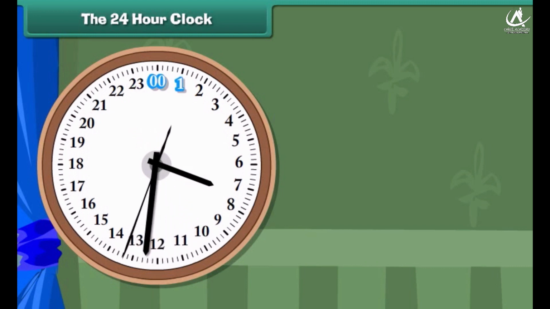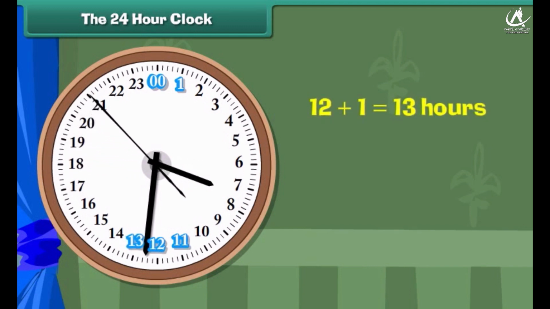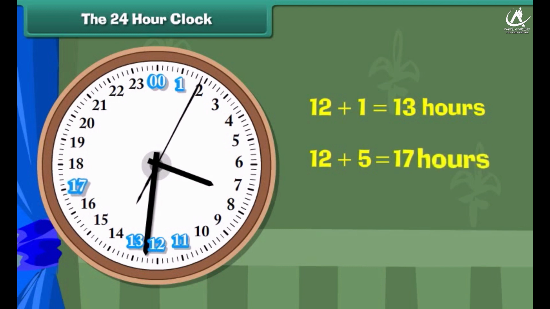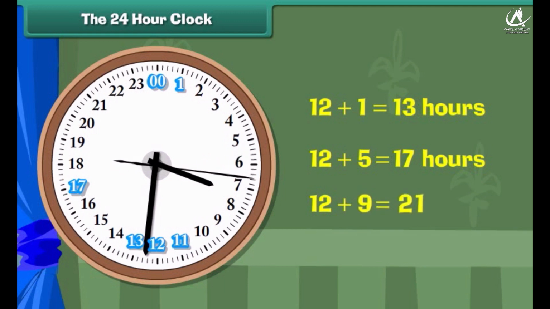11 o'clock in the morning is 11 hours. 12 noon is 12 hours. 1 o'clock in the afternoon is 12 plus 1, that is 13 hours. 5 o'clock in the evening is 12 plus 5, that is 17 hours. 9 o'clock in the night is 12 plus 9, that is 21 hours.